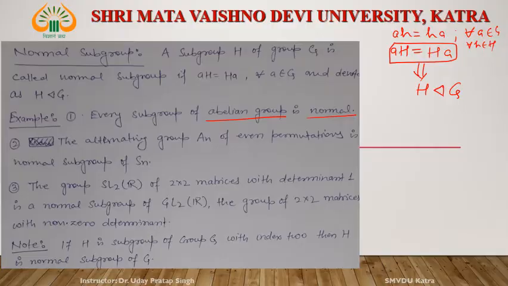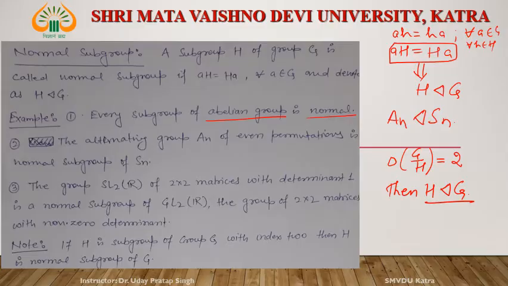What about the alternating group? An is a normal subgroup of Sn. We studied one result that if the index of a subgroup in the group is 2, then H is a normal subgroup of G. It means if the order of G by the order of H is 2, then H is a normal subgroup of G. And this 2, the order of G divided by the order of H, is known as the index.